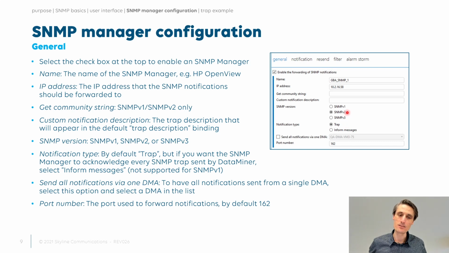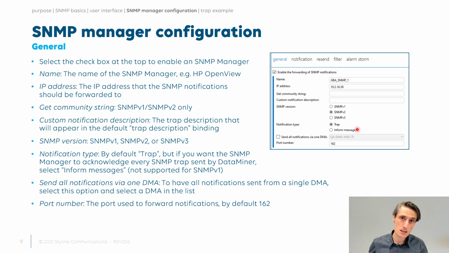If you go for SNMP V2 or V3, you are able to choose in the next option here the notification type, the inform message. So what's the big difference between a trap and an inform message? A trap is just sending the alarm to the other system as a trap, and we don't care about it anymore. And since it's UDP, we don't know if it's going to arrive. So we just hope it's arriving.